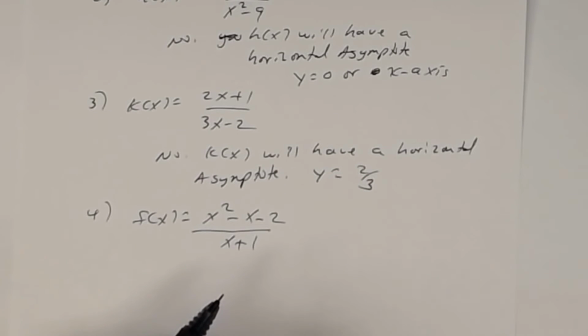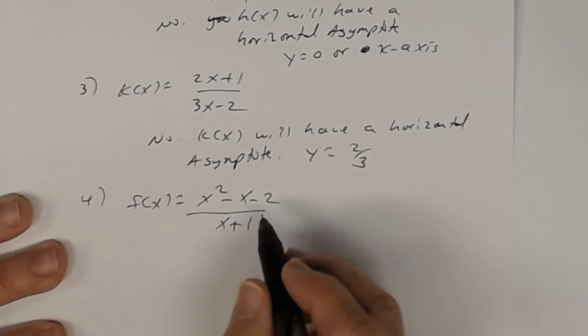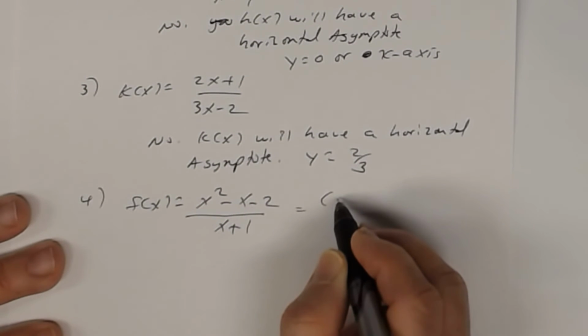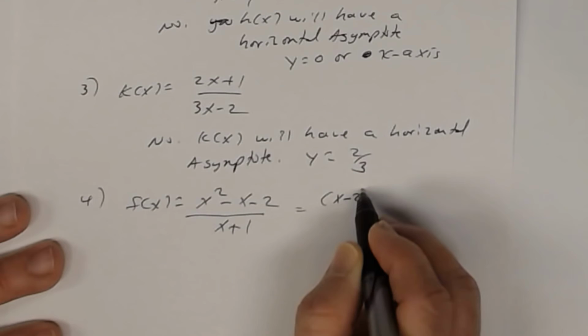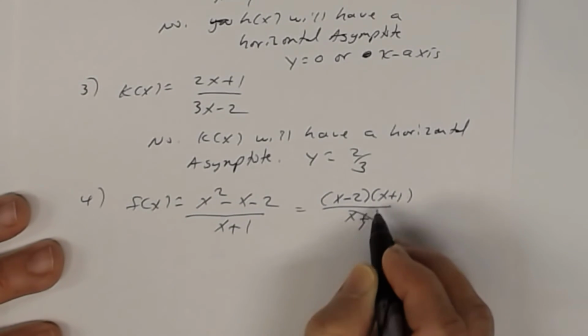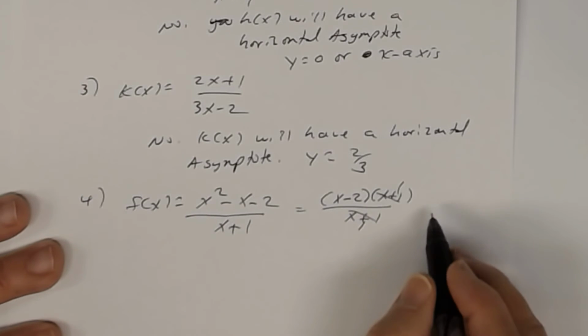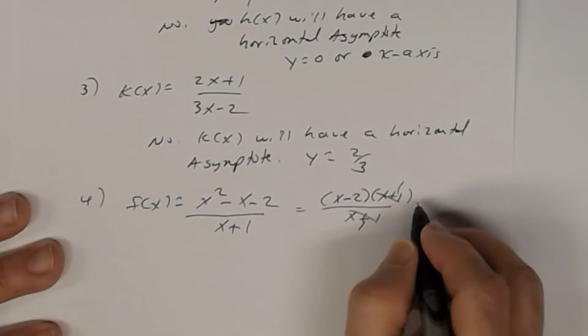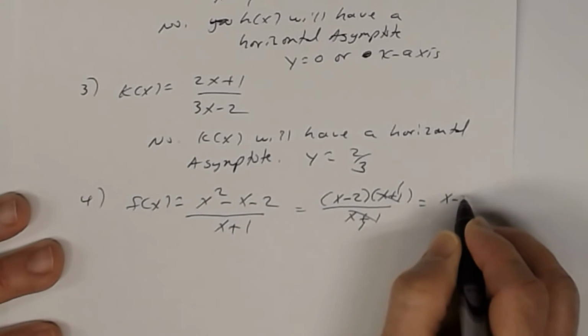But you got to be careful. If you factor that numerator, you're going to get x minus 2 times x plus 1 divided by x plus 1, and the x plus 1's divide out. So this rational function becomes x minus 2.